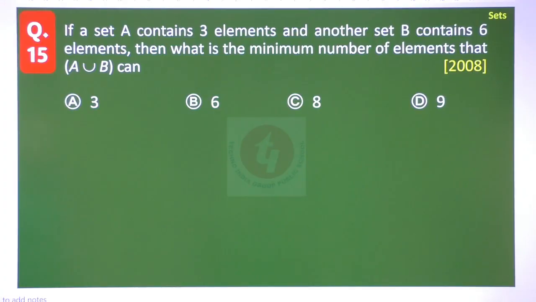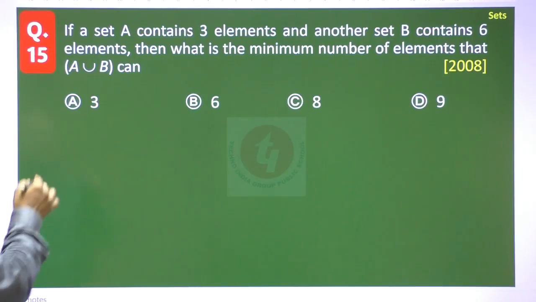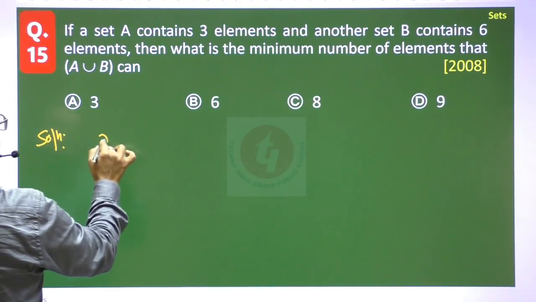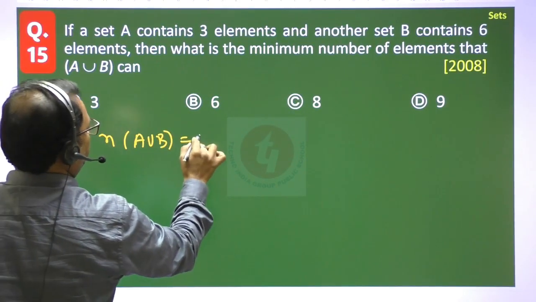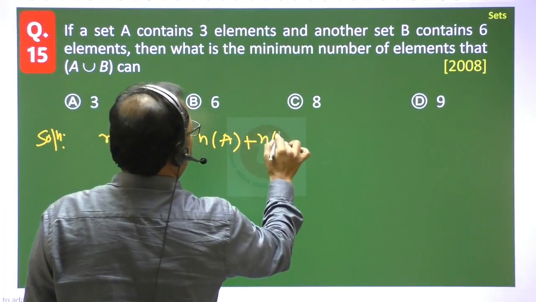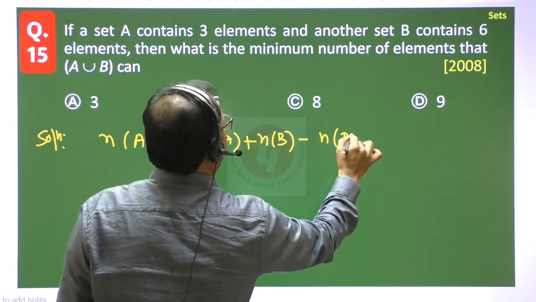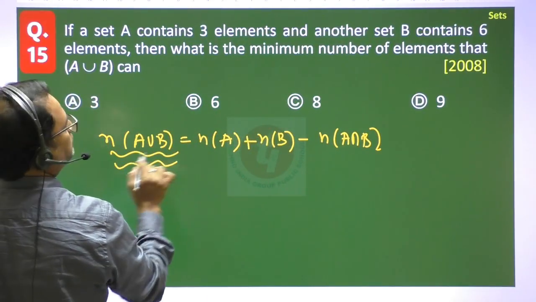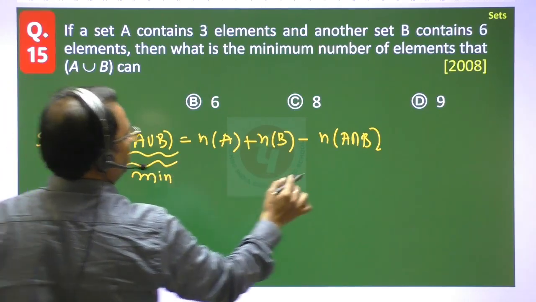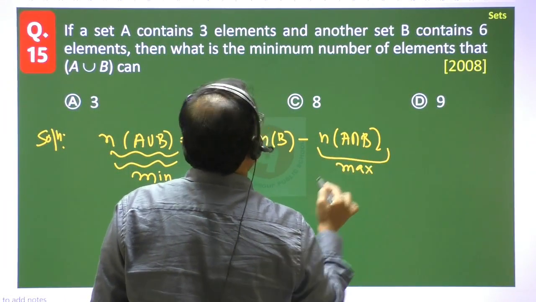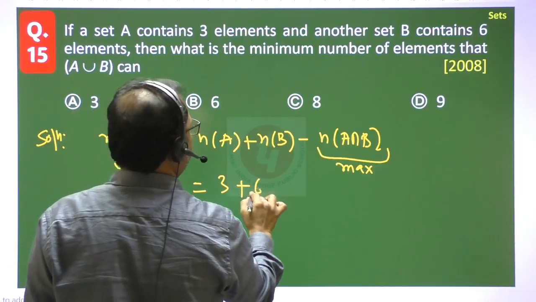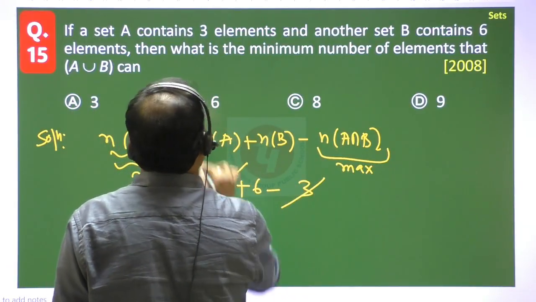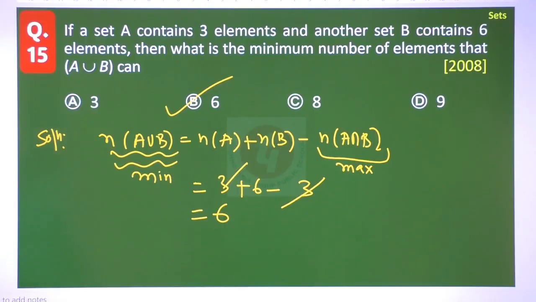If a set A has 3 elements and another set B contains 6 elements, then what is the minimum number of elements that A union B contains? It is a very easy question. N of A union B you can write as N of A plus N of B minus N of A intersection B. Now you are going to calculate the minimum number in the union. This part will be minimum when the intersection part is maximum. Here A has 3, B has 6, so the maximum common is only 3. Therefore 6. B is the correct option.